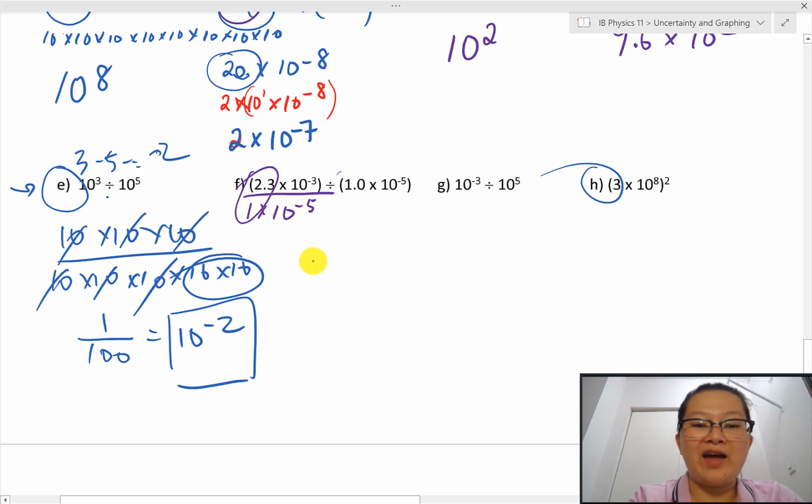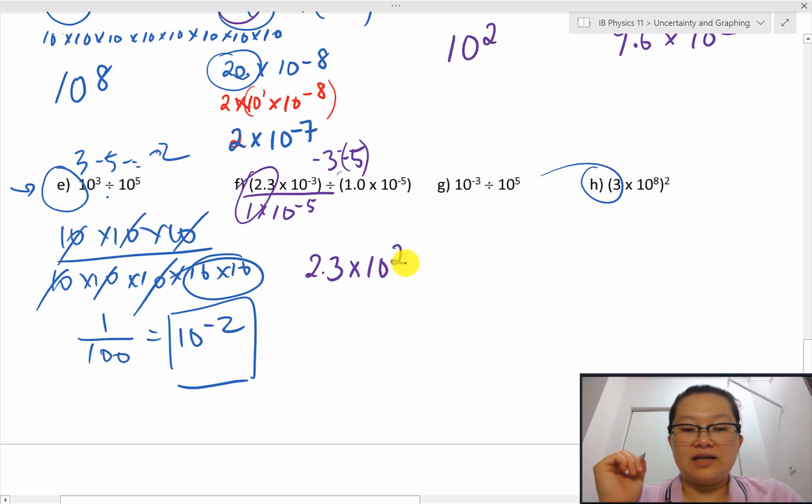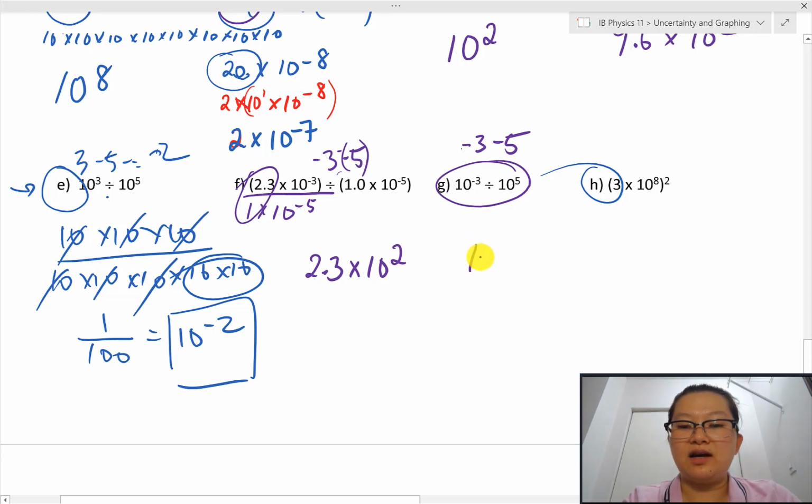2.3 divided by 1, that is just 2.3, okay? And 10 to the negative 3 divided by negative 5 is just negative 3 minus negative 5 for the exponents, means that that's negative 3 plus 5, giving us a positive 2. So that's 10 to the power of positive 2, okay? All right. Nothing needs to be changed, decimal in the right place. Okay, next one. 10 to the power negative 3 divided by 10 to the power of 5. Okay, so I get here negative 3 minus 5 for the exponents. I'm left with 10 to the power of negative 8.